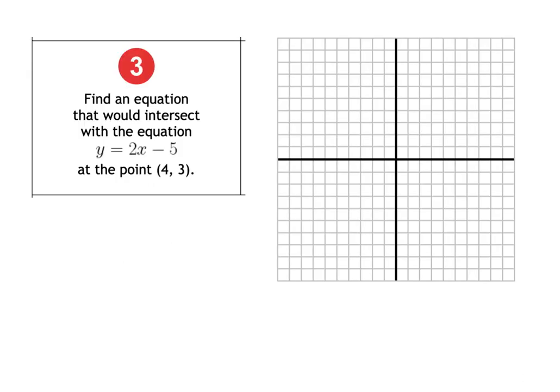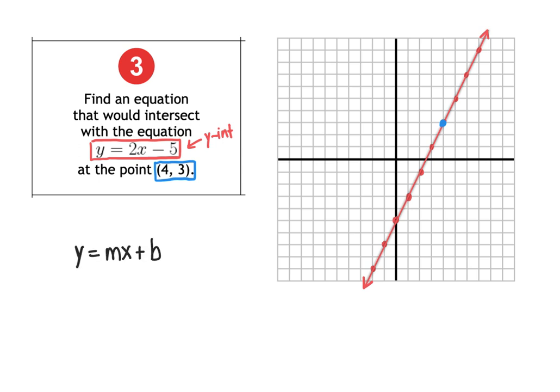Question number 3 asks us to find an equation that would intersect with the equation y equals 2x minus 5 at the point 4, 3. Let's begin by plotting the line that we're given. We'll start at negative 5, and we'll go up 2 and over 1 and repeat this count over and over again until we run out of space on our grid. Then let's plot the point 4, 3. We can see that this point is already on the first line. We'll just need to invent a second line that goes through this point.